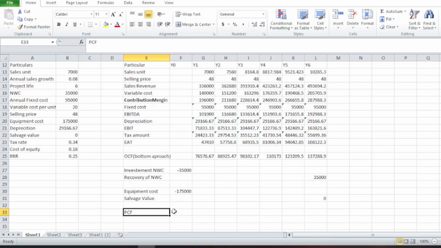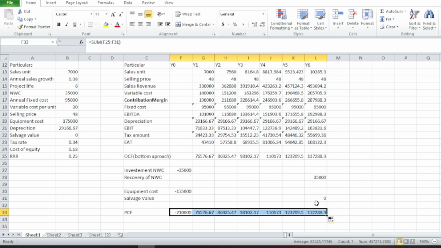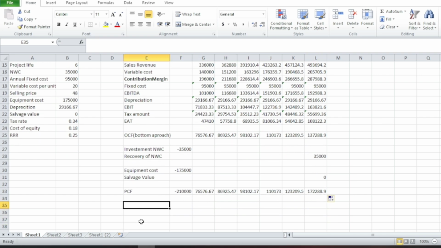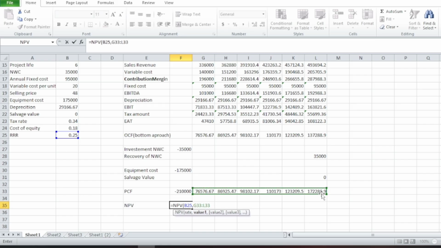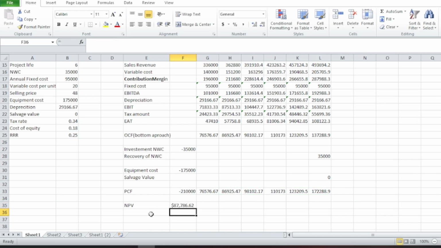Now we will find the PCF. So the PCF formula is the sum of the cash flows. So here is our PCF. Now we can find our NPV. We know the NPV formula. First, the required rate of return, and then our positive cash flows, and then minus our negative cash flow. Since the negative cash flow is already in minus, I'm using a positive sign so that the positive and negative signs make it positive. So this is our NPV.